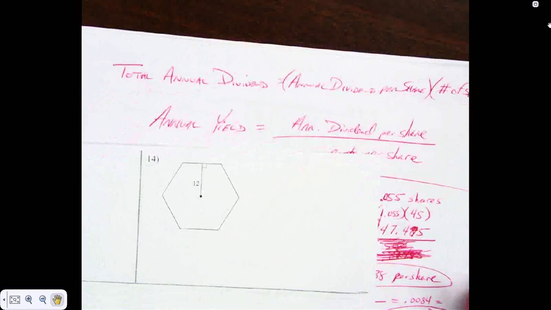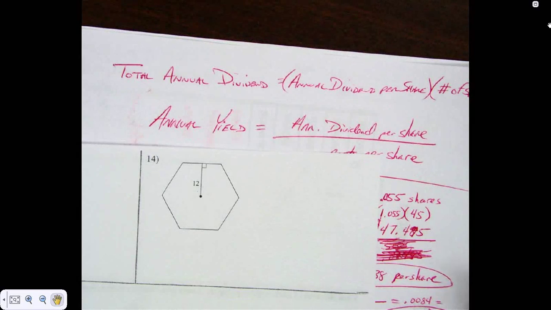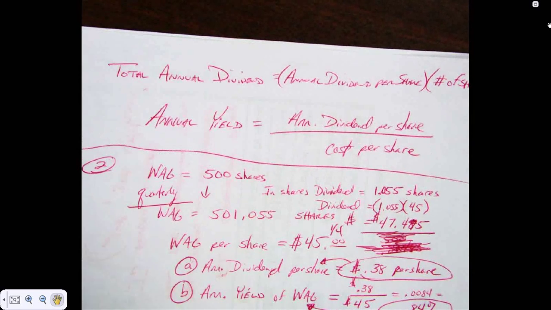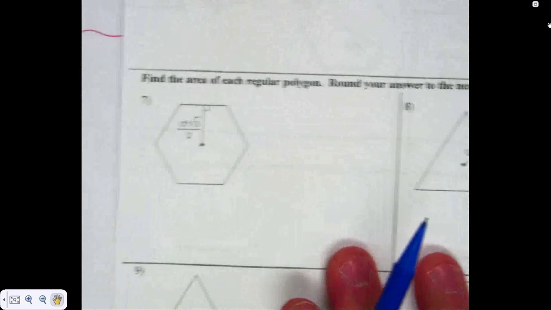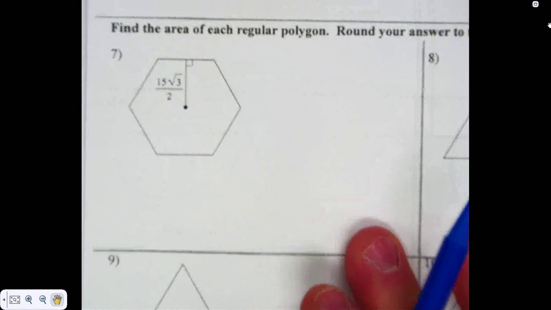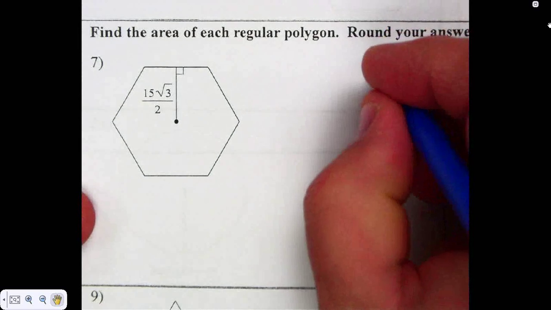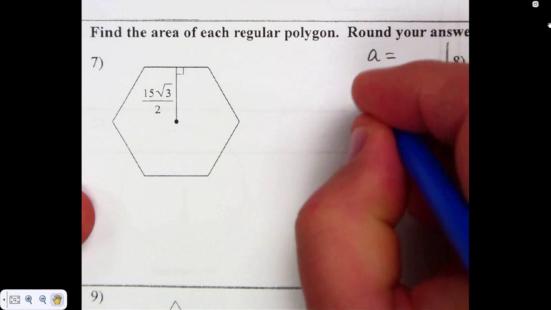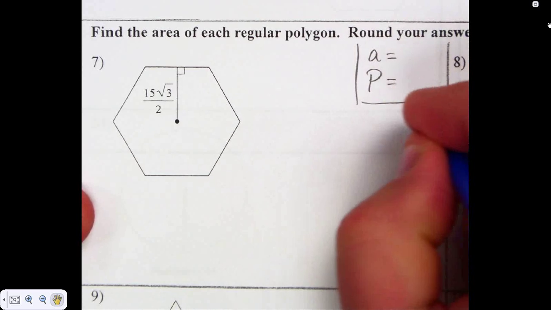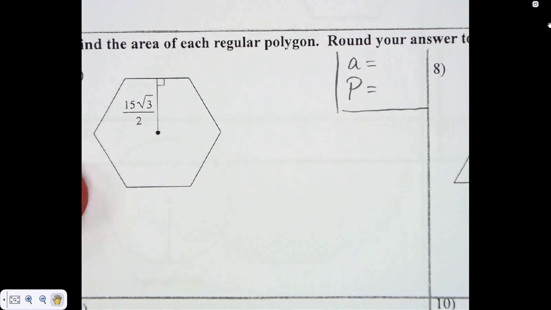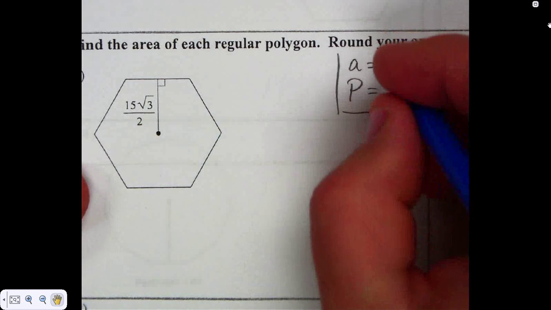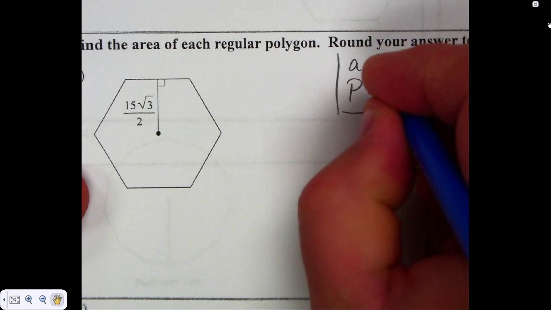Now, let's face it, the first page and these first ones are probably not the hard part. Let's look at number 7. First of all, I told you this is a regular polygon. To find the area of a regular polygon, you need to know what the apothem is and what the perimeter is. So those are the 2 things we've got to find. What has been given to me? Anything? Apothem, 15 square root of 3 over what? 2.